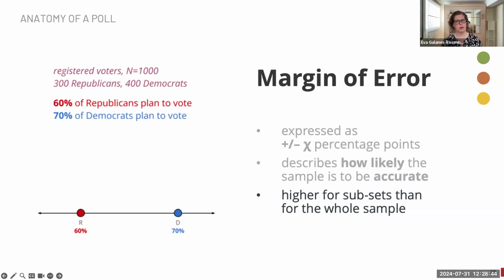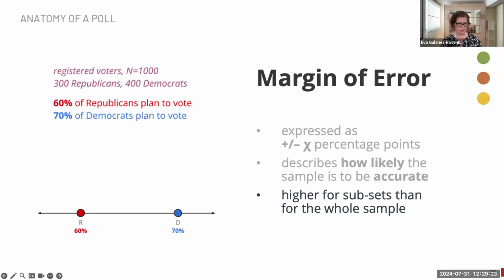Now, margin of error is also higher for subsets of the sample than for the whole sample. And that's because subsets are, obviously, smaller samples of the overall bigger sample. This is really important to keep in mind when you're trying to compare groups within a poll. And it's actually a pretty high bar to clear in order to see a statistically significant difference. So one way to think about it is that the smaller the subset, the further away from the others or from the average it has to be to be statistically distinguishable from the others.